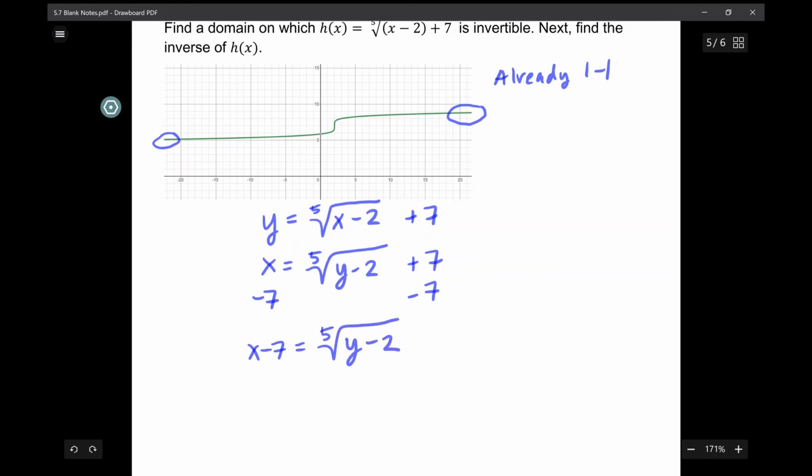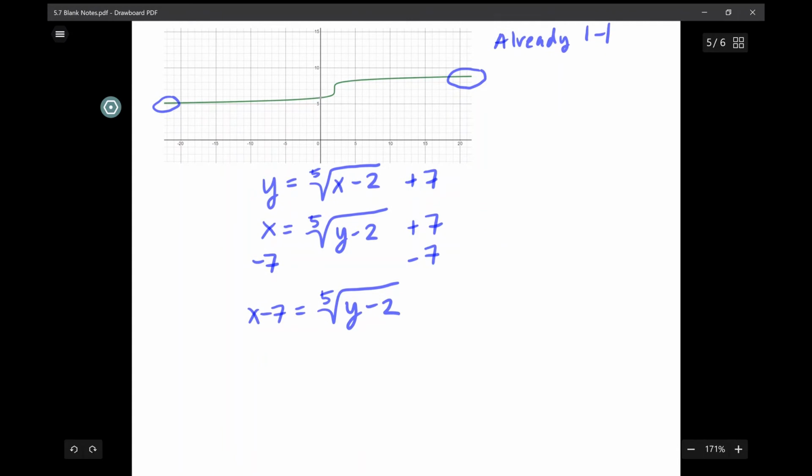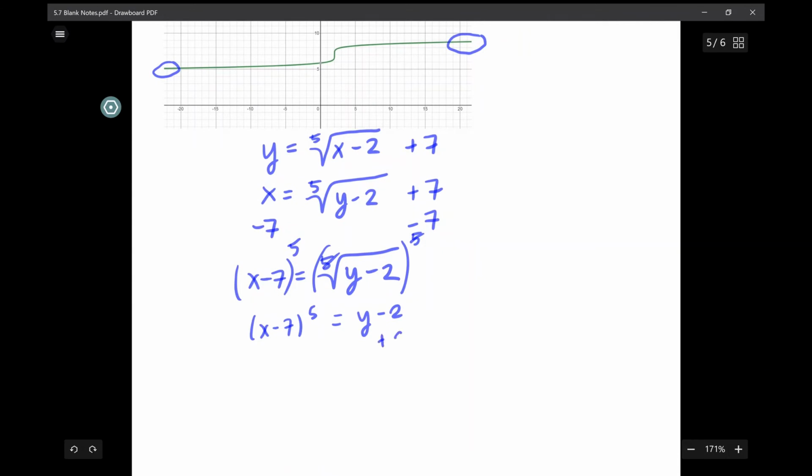Undoing as I go along, the next is the fifth root. How do I get rid of the fifth root? Well, I take it to the fifth power. (x minus 7) to the fifth equals y minus 2. The fifth and the fifth root cancel each other out. And finally, I add 2 to each side. (x minus 7) to the fifth plus 2 equals y. And that is my inverse function.